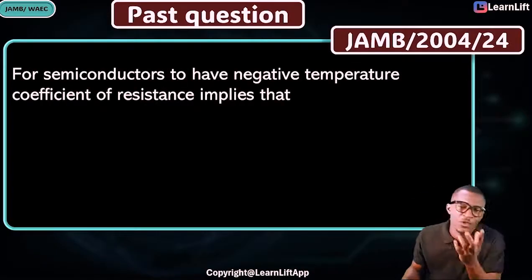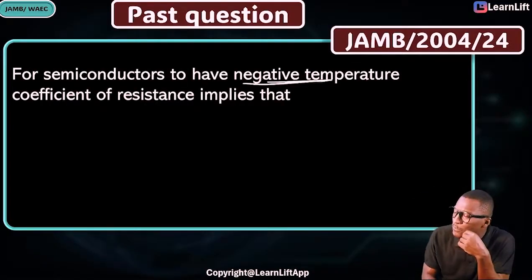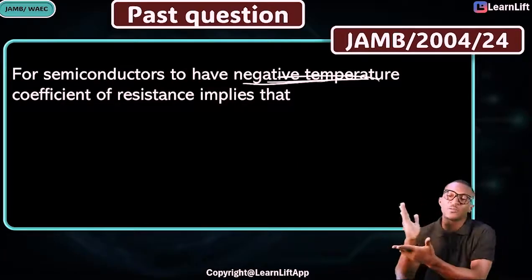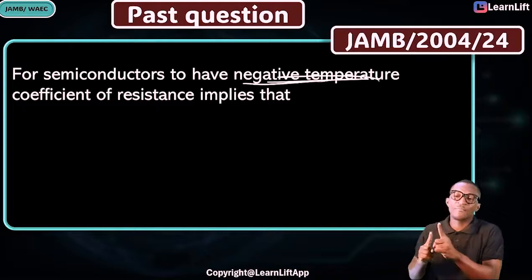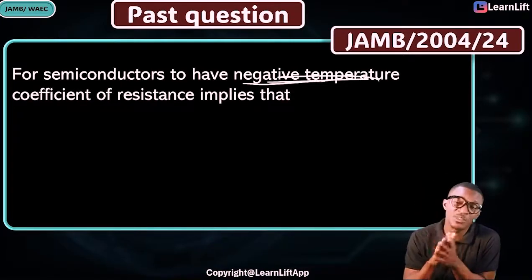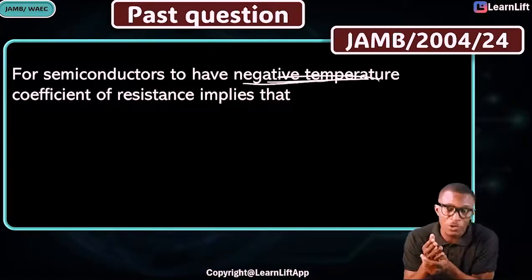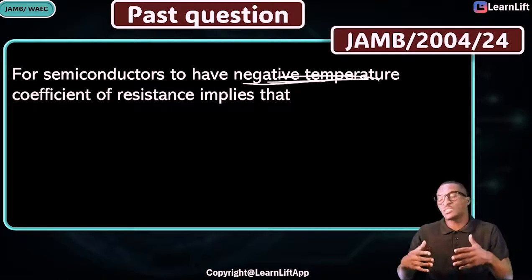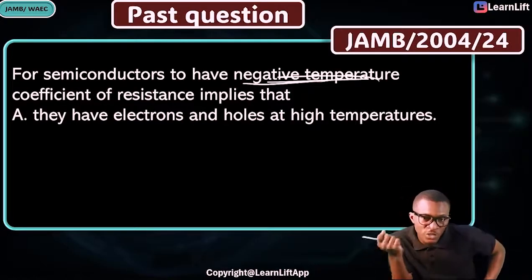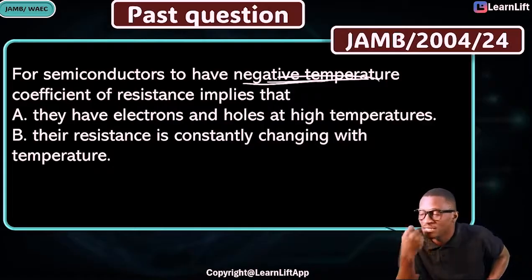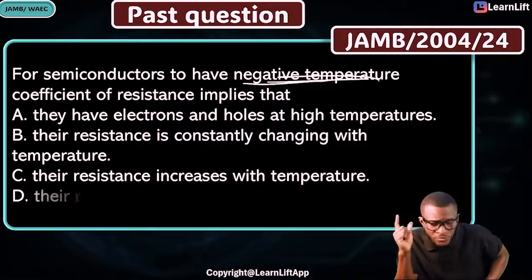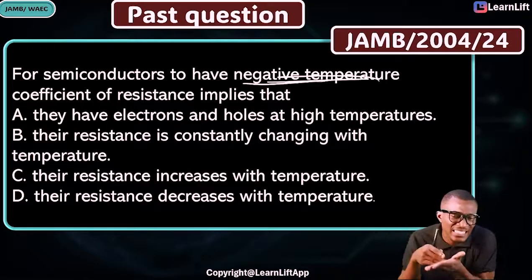The question says for semiconductors to have a negative temperature coefficient of resistance implies that, we said the negative coefficient of resistance means that as the temperature increases, their resistivity decreases. Are you seeing that? That's what makes them conduct, because for your resistivity to decrease, it means you are saying, okay, let current pass through me. Do you understand? So option A said they have electrons and holes at high temperature. B said their resistance is constantly changing with temperature. C said their resistance increases with temperature. And D said their resistance decreases with temperature.